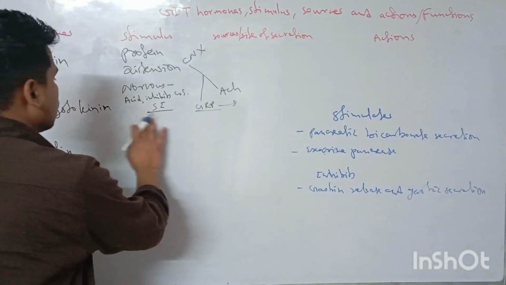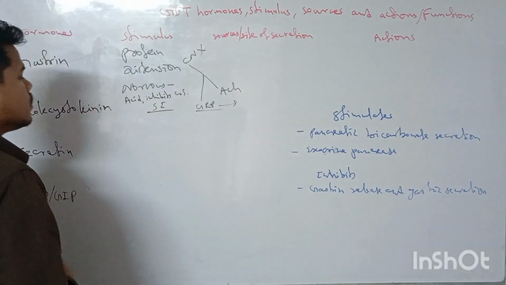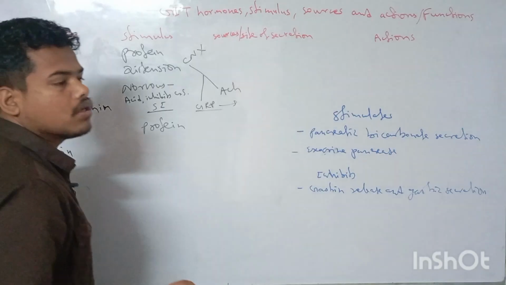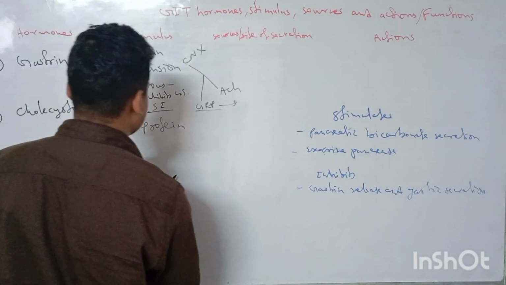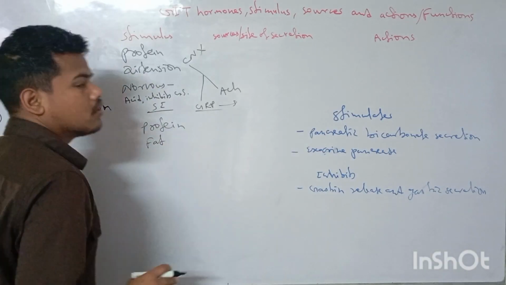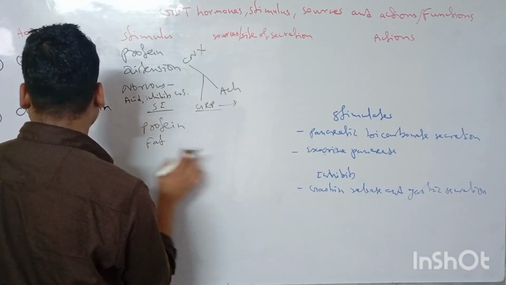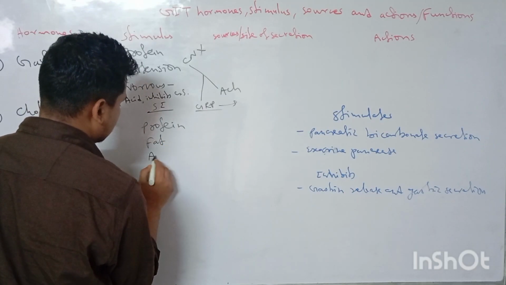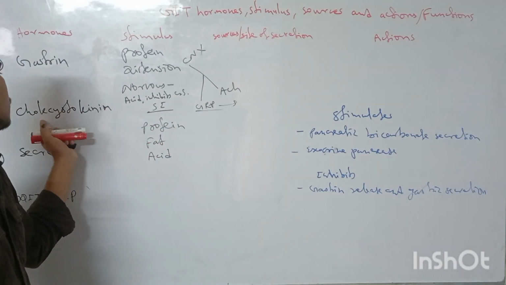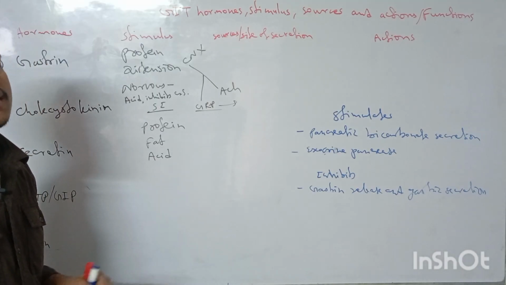Now, okay, then the stimulus. I forgot to mention the stimulus of cholecystokinin. The stimulus is mainly protein, because protein digestion, or even fat and carbohydrate, will all cause the secretion of cholecystokinin. Mainly protein, then fat, because it is causing the release of bile from the gallbladder. So fat obviously will cause the secretion of cholecystokinin. Then acid, because acidic chyme is causing the increased release of cholecystokinin, and ultimately it will cause the increased release of bicarbonate from the pancreas and gallbladder.